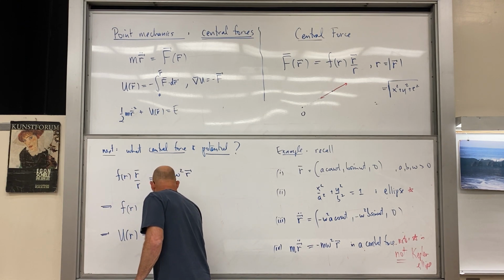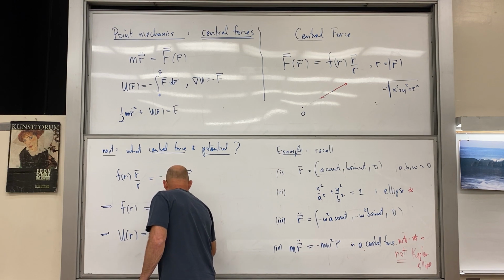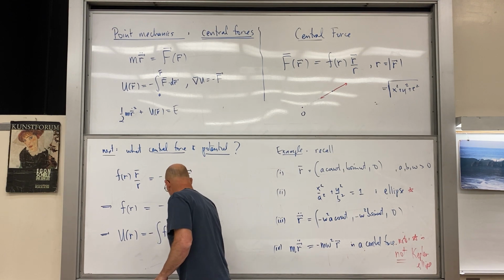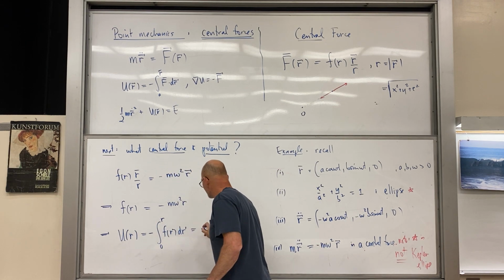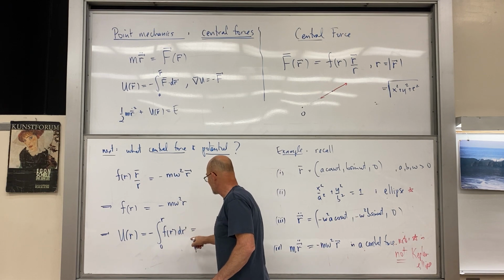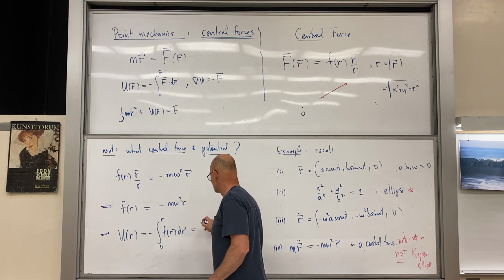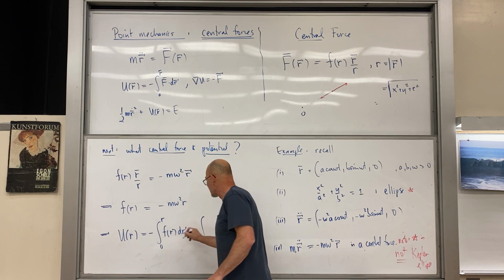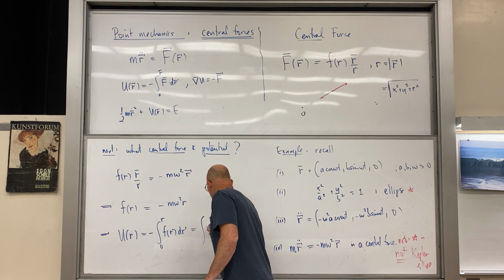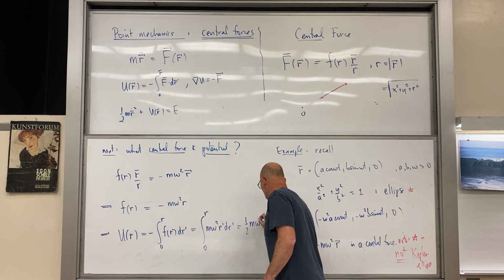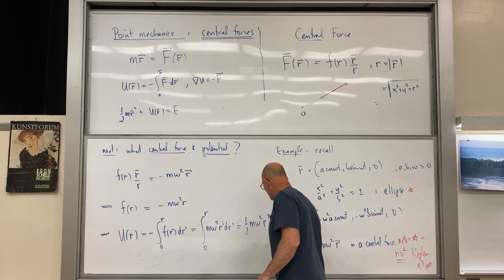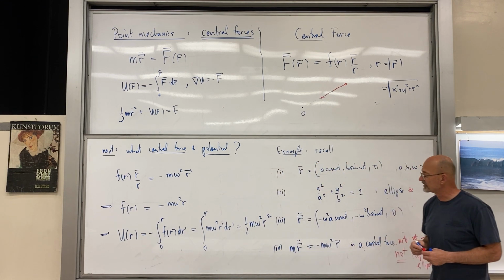minus the integral of f of r' dr'. And we're going to have a minus times a minus, which is a plus. Let's go ahead and plug that in first. So we got rid of the minus signs already: m omega squared r dr, giving 1/2 m omega squared r squared. Okay, got the positive sign there.